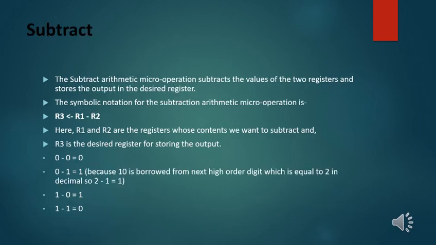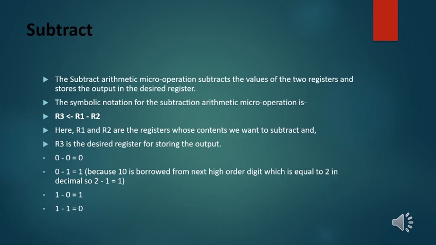The subtract arithmetic micro operation subtracts the values of two registers and stores the output in the desired register. The symbolic notation for the subtraction arithmetic micro operation is R3 equals R1 minus R2. Here R1 and R2 are the registers whose contents we want to subtract, and R3 is the desired register for storing the output. Here are the examples.